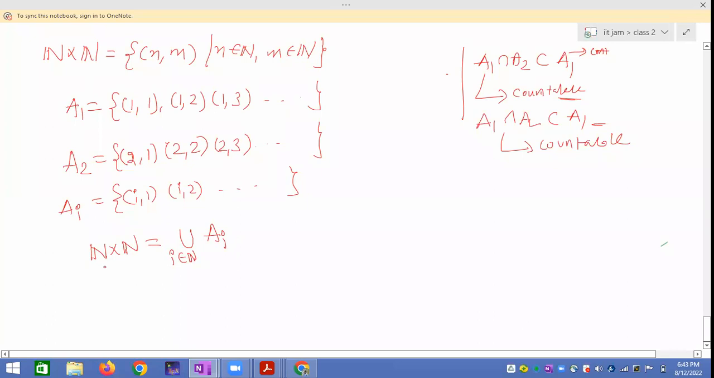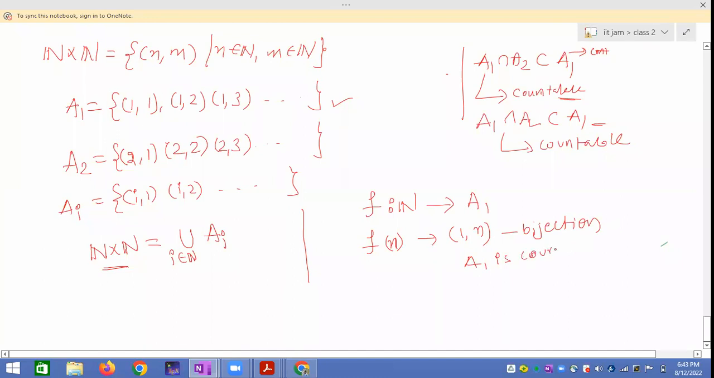Yes or no? Is this N cross N countable or not? How to find whether it is countable or not? First of all, is A1 countable or not? Is there any bijection from natural numbers to A1? Yes, there is always a bijection. If I take f of n, you can write it as A1, which means (1, n). You can get all the elements: A1 means (1,1), (1,2), (1,3). Hence this is a bijection. This implies A1 is countable.